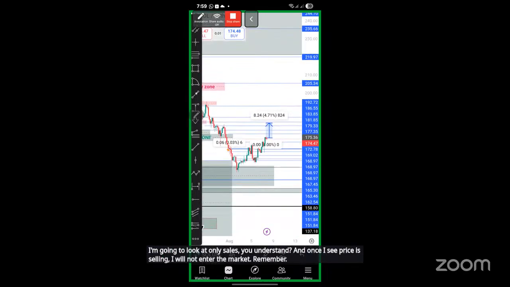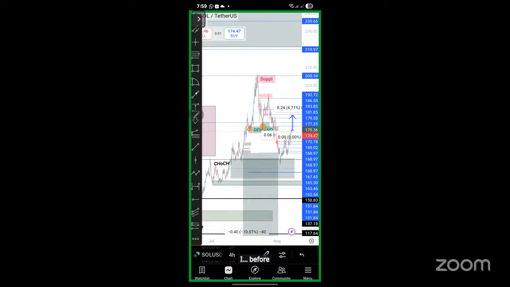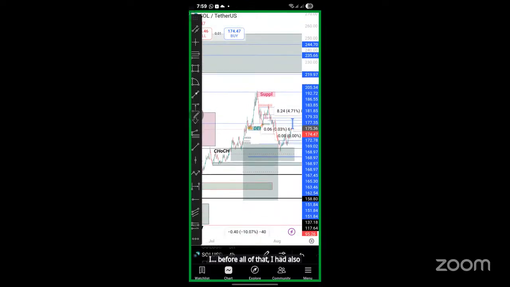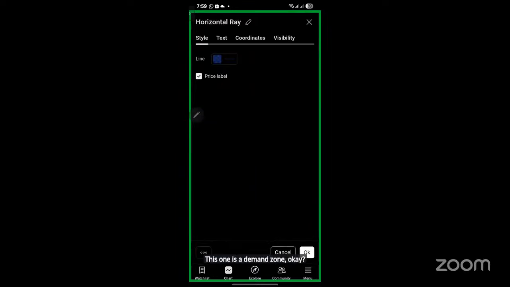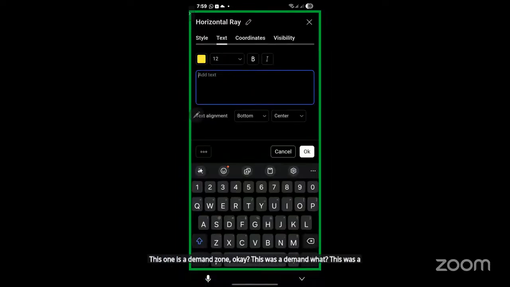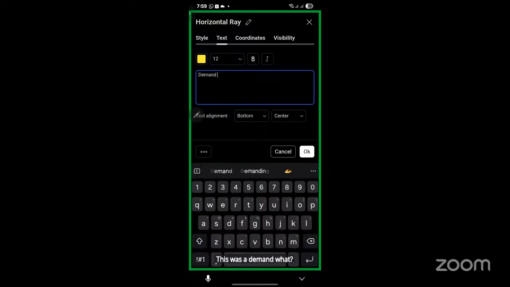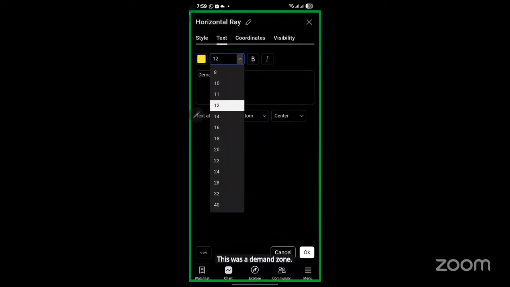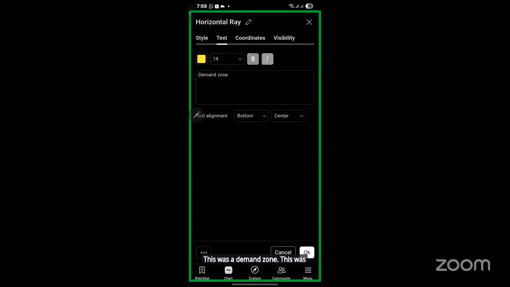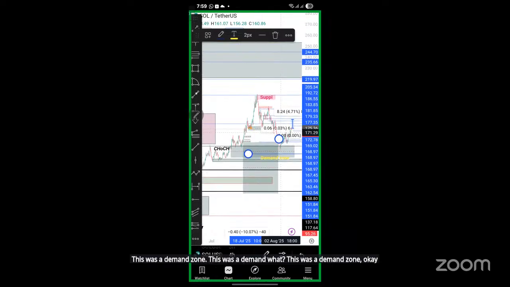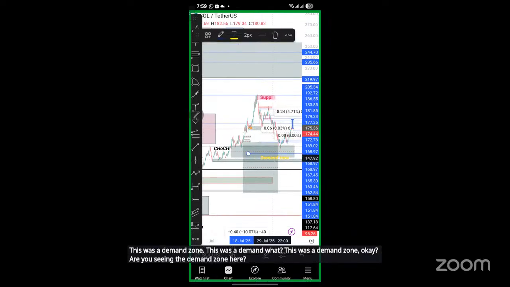Remember, before all that, I had also labeled this demand zone here. This one is a demand zone. Let me write it there. This was a demand zone. Okay. Are you seeing the demand zone here? This is a demand zone.